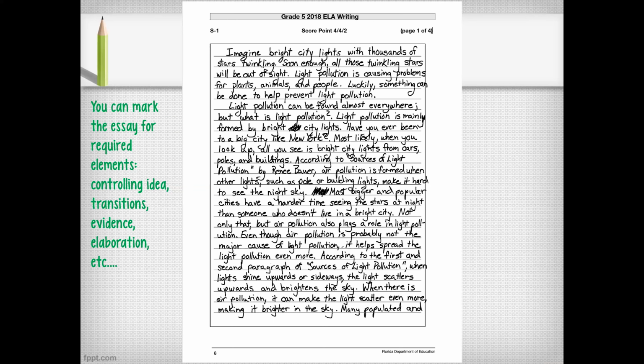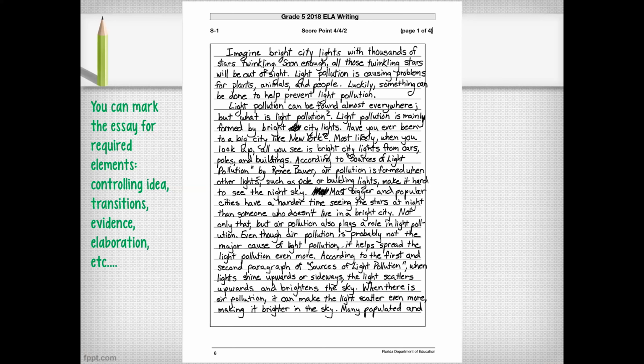Imagine bright city lights with thousands of stars twinkling. Soon enough, all those twinkling stars will be out of sight. Light pollution is causing problems for plants, animals, and people. Luckily, something can be done to help prevent light pollution. Light pollution can be found almost everywhere. But what is light pollution? Light pollution is mainly formed by bright city lights. Have you ever been to a big city like New York? Most likely, when you look up, all you see is bright city lights from cars, poles, and buildings. According to Sources of Light Pollution by Renee Bauer, air pollution is formed when other lights, such as pole or building lights, make it hard to see the night sky.